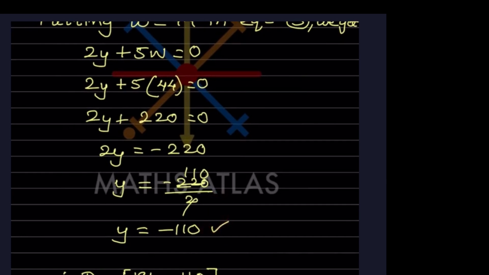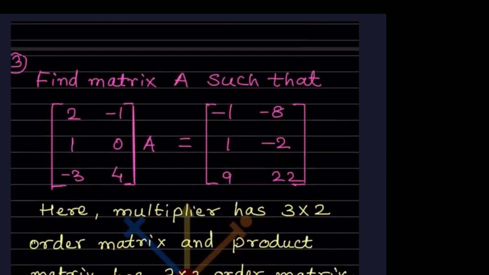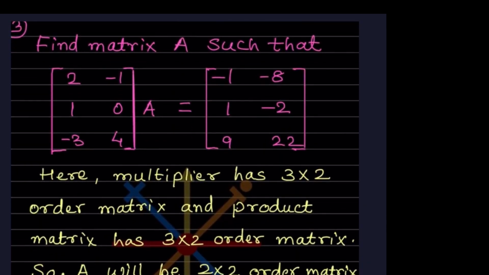You can just scroll back and see: this was x, y, z and w. Hope you got this one. So that is what we wanted, the value of d. Find matrices such that this whole into A is this one. Now here we can see that this is a multiplier, this is 3 into 2.